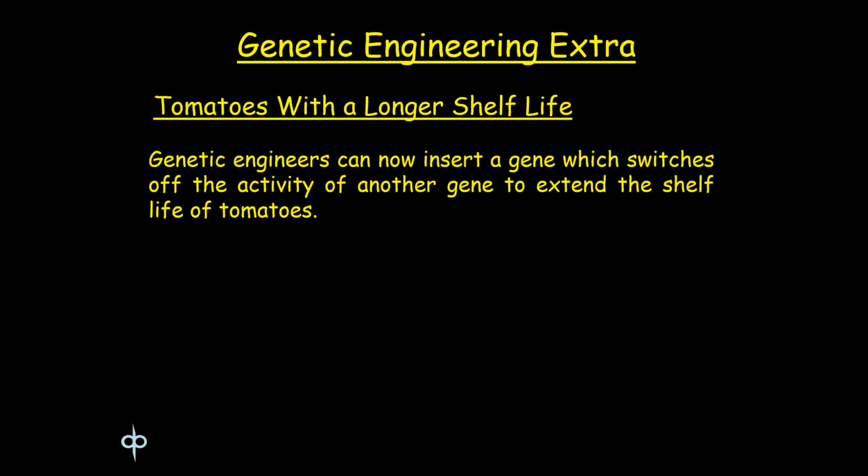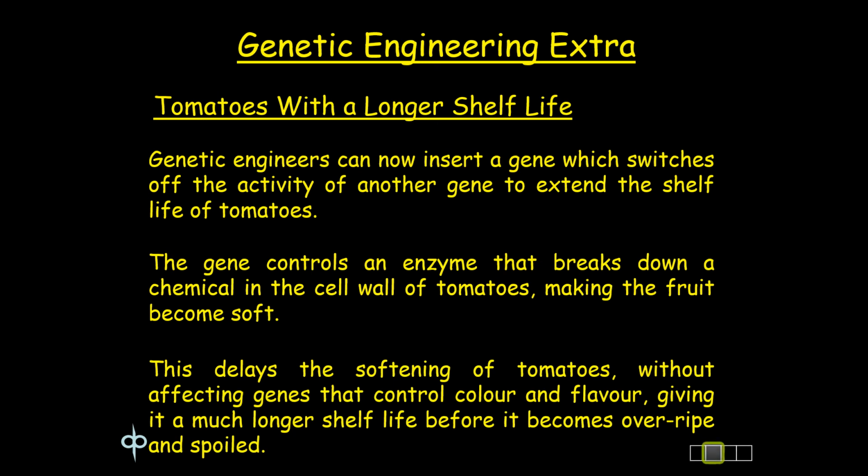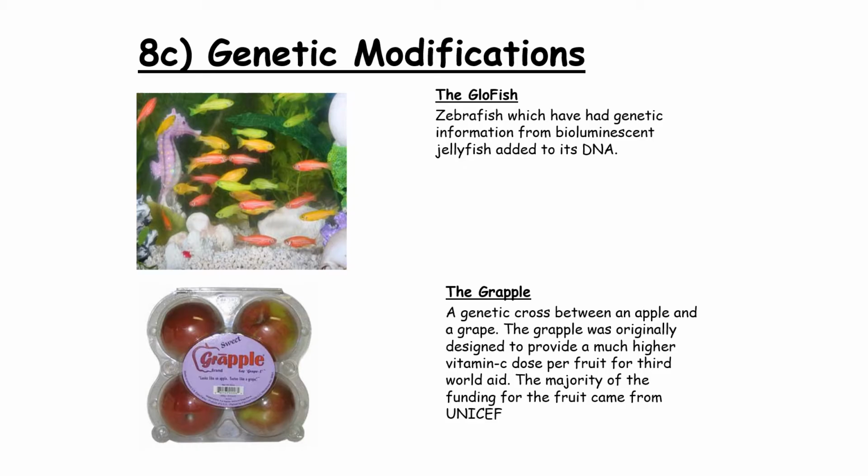So tomatoes with a longer shelf life are the third multicellular organism. Genetic engineers can now insert a gene which switches off the activity of another gene to extend the shelf life of tomatoes. The gene controls an enzyme that breaks down a chemical in the cell wall of tomatoes, making the fruit become soft. This delays the softening of tomatoes without affecting genes that control colour and flavouring, giving it a much longer shelf life before it becomes overripe and spoiled.